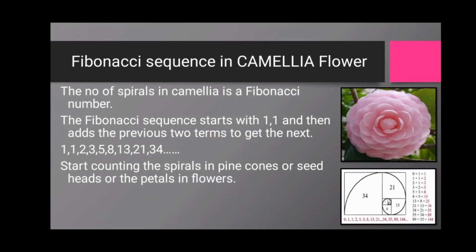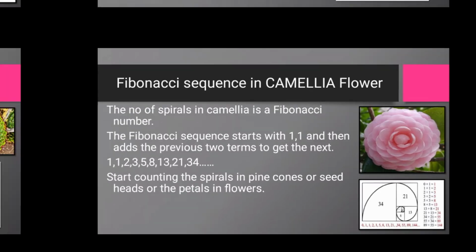Fibonacci sequence in the famous Camellia of Sikkim. In camellia, the number of spirals is a Fibonacci number. The Fibonacci sequence starts with 1, 1 and then adds the previous two terms to get the next: 1, 1, 2, 3, 5, 8, 13, 21, 34 and many more. Start counting the spirals in the pine cones or seed heads or the petals in the flowers. You will be amazed at how often a Fibonacci number turns up.